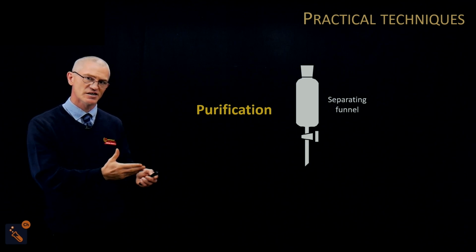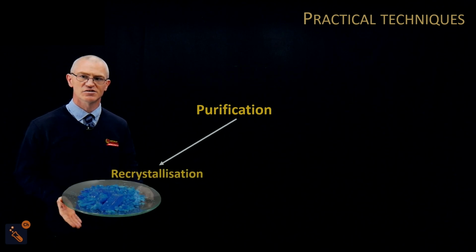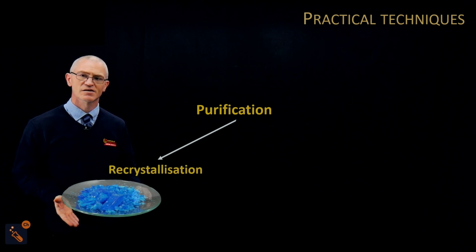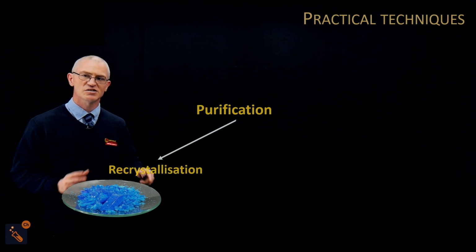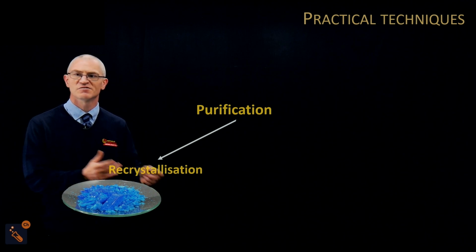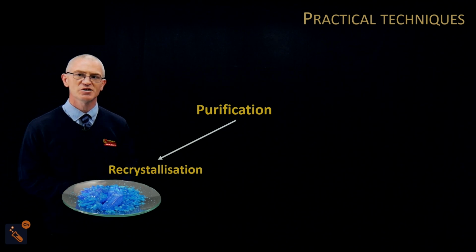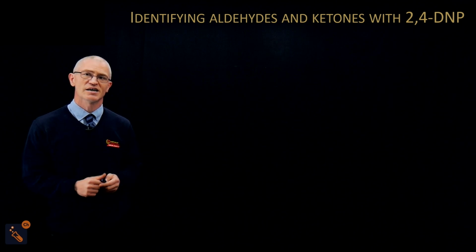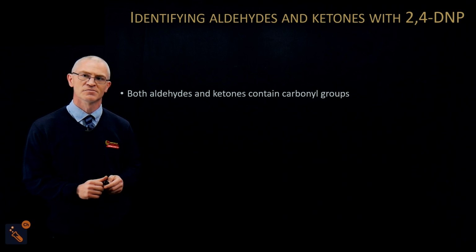Now, if after you've done that, your solid crystallizes out and you get a nice solid, for example, like this, okay, that solid can be purified using recrystallization. So what you're doing is the crystals, you're turning them back into crystals. So we'll dissolve them and then turn them back into crystals. Hence, this is recrystallization. Now, the most common example of recrystallization to get a pure solid is identifying aldehydes and ketones with 2,4-DNP. So we're going to use that to go over recrystallization.